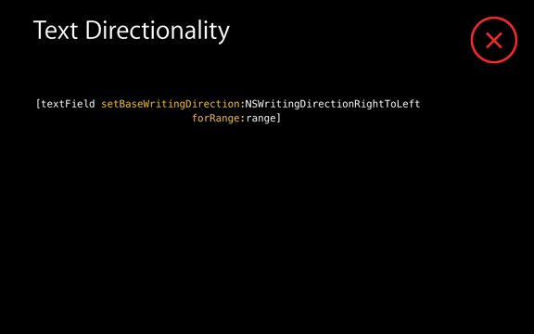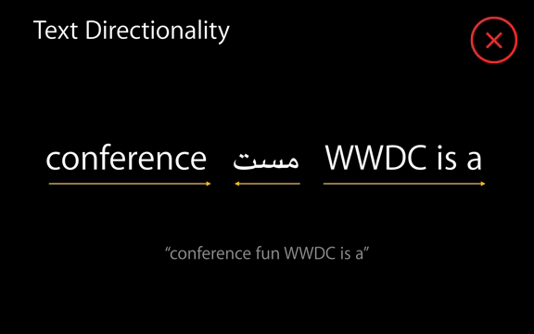Why is this wrong? Well, this is wrong because user content can be in any language, as Debbie mentioned before, and you cannot assume the language of user content. Now, this is a sentence that's supposed to be in English with one Urdu word in the middle. So it's supposed to say, WWDC is a fun conference. It's not really saying that right now because it's using right to left text directionality, and that doesn't make sense.